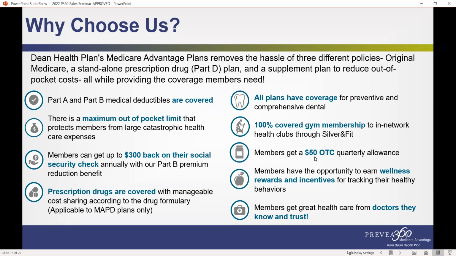Members also get a $50 over-the-counter quarterly drug allowance, and we'll talk about that in a little more detail. Members have the opportunity to earn wellness rewards and incentives for tracking their healthy behaviors. And members also get great health care from doctors they know and trust.